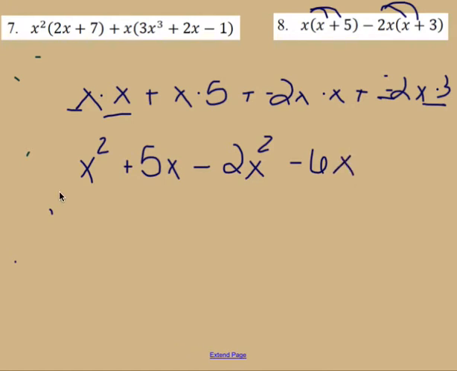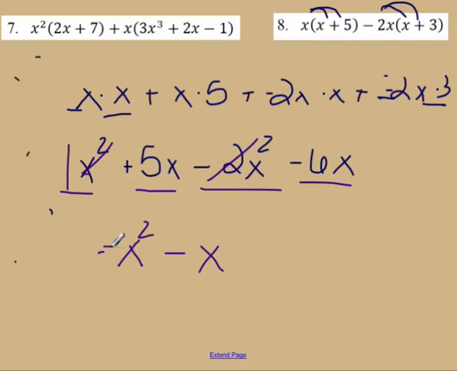So we have x squared minus 2x squared. That's the same as 1 minus 2, which is going to give us a negative 1, and our x squared is going to stay the same. So I'm just going to write that as negative x squared. Then I have 5x minus 6x, which is just going to give us negative x. So we have negative x squared minus x as our final answer.